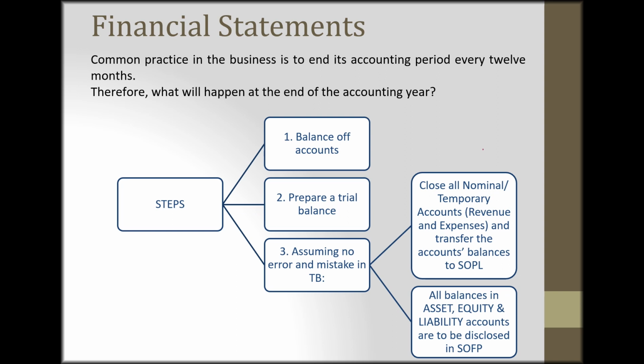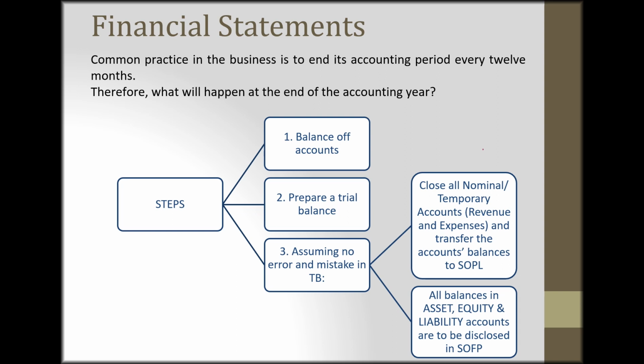So what happens after that? We are going to close all nominal or temporary accounts. What are the nominal or temporary accounts? They are the revenue and expenses accounts. Basically, of the 5 accounting classifications that you have learned before, 2 are temporary accounts and 3 are permanent accounts. Revenue and expenses are temporary accounts, while asset, equity, and liability are permanent accounts.